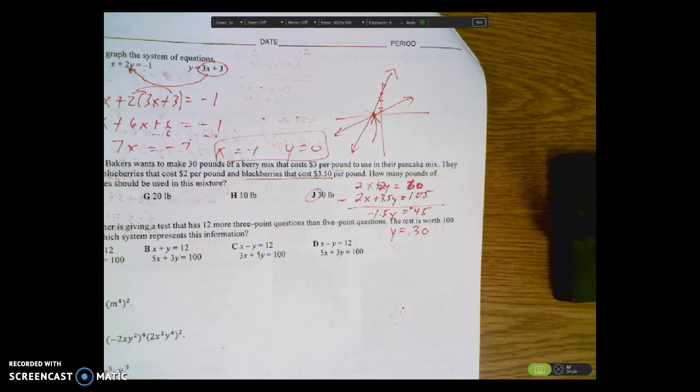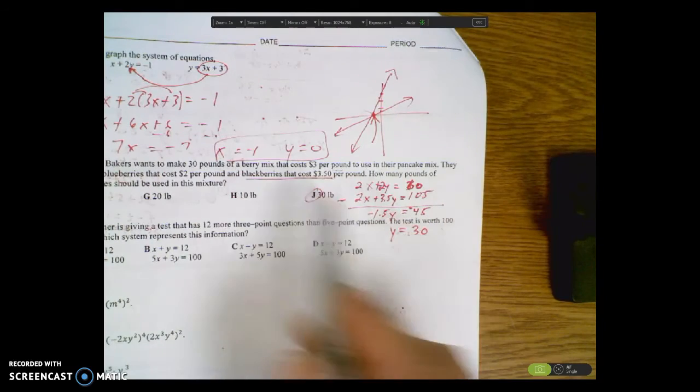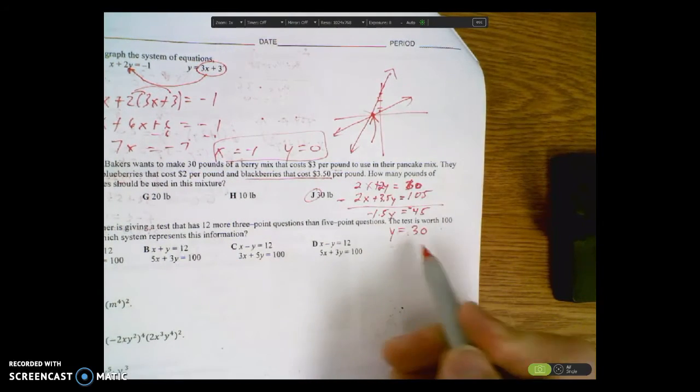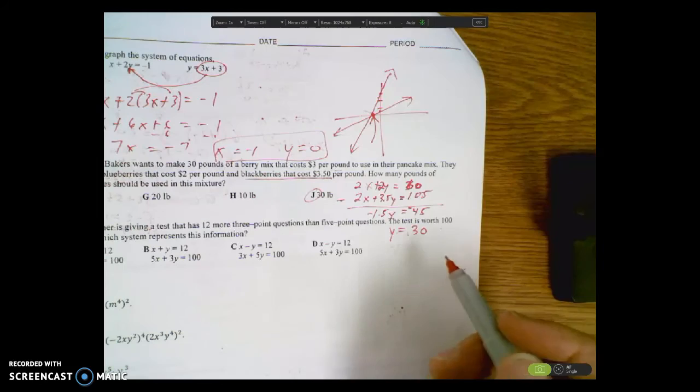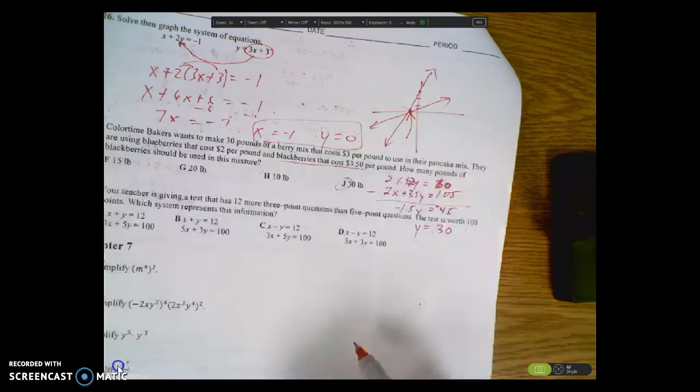That does not make any sense. Ouch, kabibbles. Let's see, what did I do wrong? The reason it doesn't make sense is because we're making 30 pounds of this, and we're not going to mix all of one and none of the other. So let me take a look here, see what I did wrong. All right, I got it.